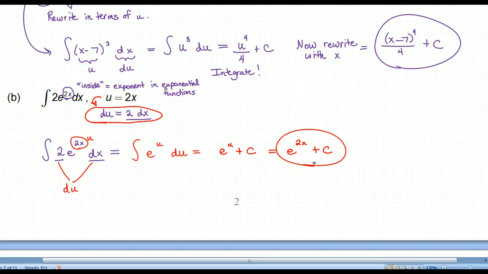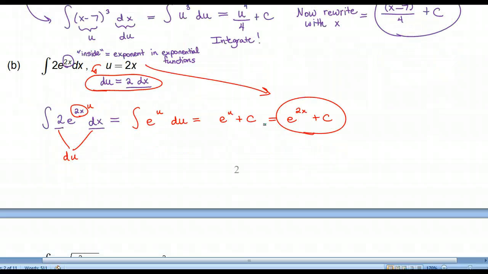The antiderivative of e to the u is just e to the u plus c. And then remember, our final answer is just taking what we originally had as u and substituting that back in. So whenever there is a number in front of the dx, it's part of the du.